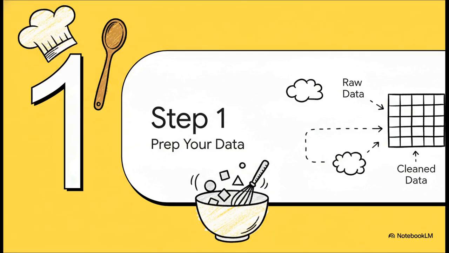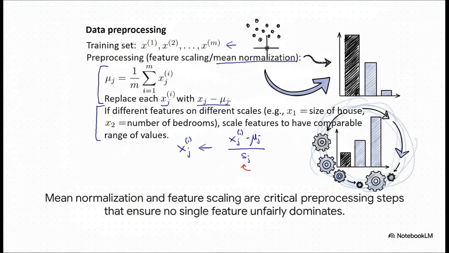All right, so how do we actually do this? Let's get into the recipe. And you know, like any good recipe, the absolute first and most critical step is all about the prep work. You have to get your data ready. And that prep work has 2 key parts. First up is mean normalization. All that does is shift your data so that every feature has an average value of 0.